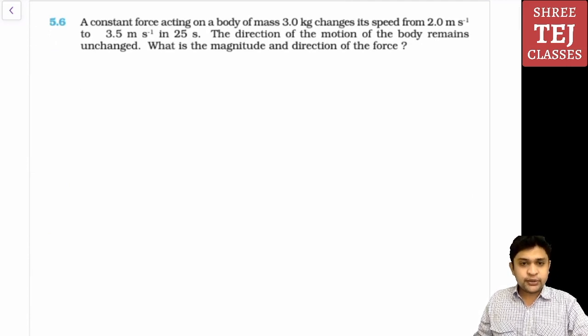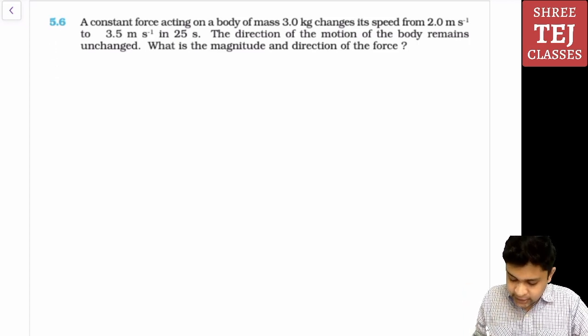Then question 5.6. A constant force acting on a body of mass 3 kg changes its speed from 2 meter per second to 3.5 meter per second in 25 seconds. The direction of the motion of the body remains unchanged. What is the magnitude and direction of the force? So first we will find the acceleration and then we will use F is equal to ma to find the force. And because the body's direction of motion is not changing, the force and the acceleration would be in the direction of the motion because the speed is increasing.